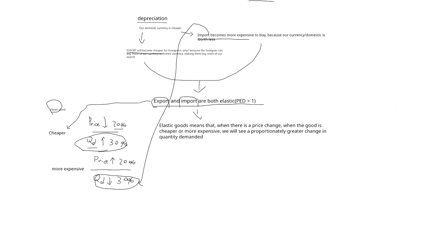Well, when your import and export are elastic, it means that more people will buy a lot more export, and a lot more people will buy a lot less import. So people will stop buying import and people will buy a lot more export. When that happens, when your export is increasing by a lot and your import is decreasing by a lot, right? That's going to improve our current account deficit. Improve CA deficit. Okay.